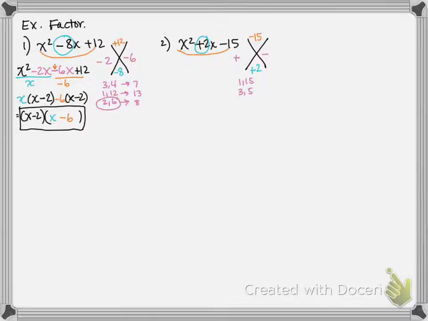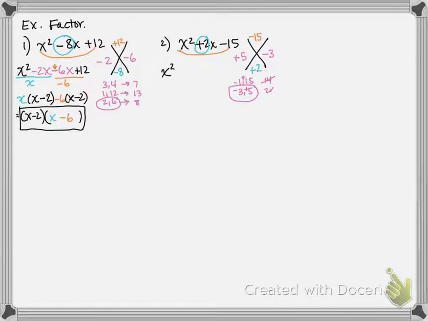Now remember, I need the positive to be the bigger number. So positive would go with the 15, positive would go with the 5, negative on the 1, negative on the 3. So if I add these together, 15 and negative 1, I get 14. That's not going to work. And then 5 plus negative 3 is going to give me positive 2. So that's what I need. So these are going to be the factors that I'm going to use. So a lot of logic goes on with these problems. Okay, so what does it look like? Same as the last one, but just sign differences.